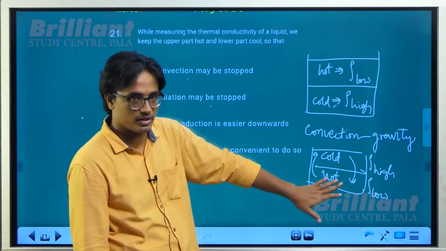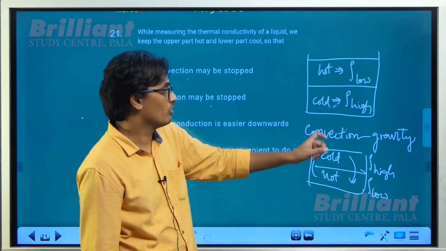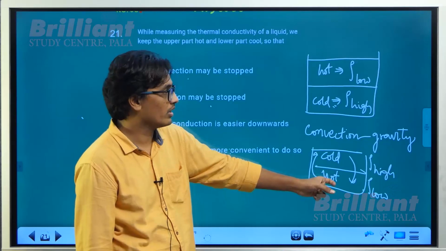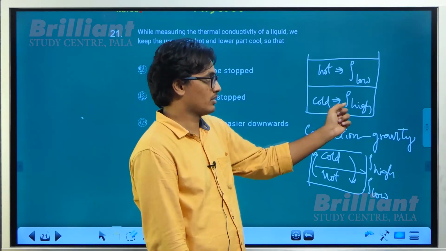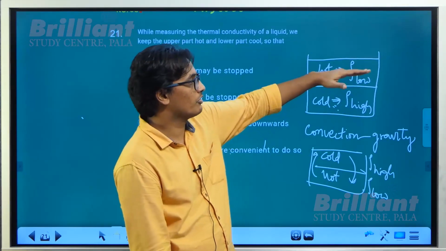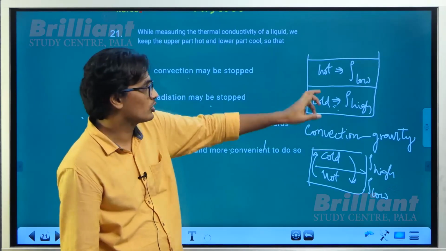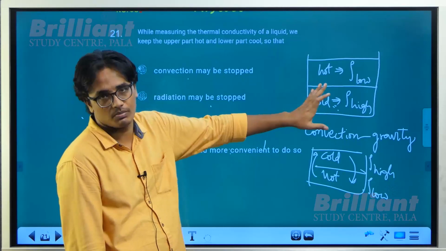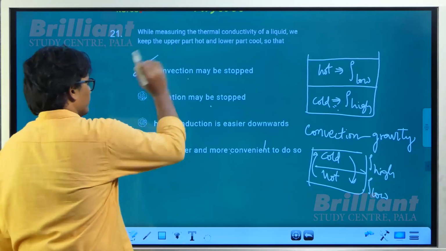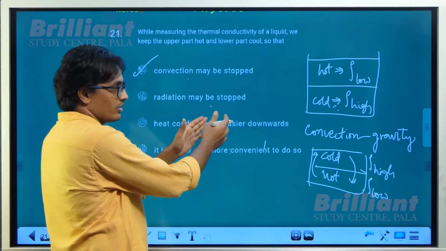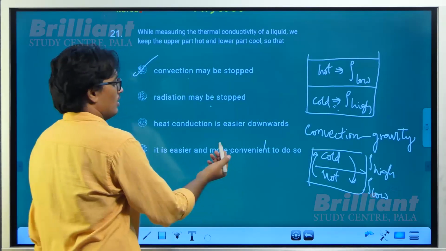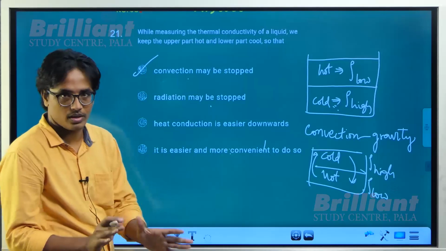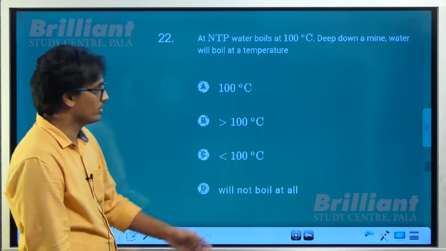So this is convection. If you want to avoid convection, take the case where hot liquid is above and cold liquid is below. That is, the lighter liquid is floating on the heavier liquid. In this case, there is no chance of convection. To stop radiation, you have to use insulators. So the answer is option A. We have done this already.